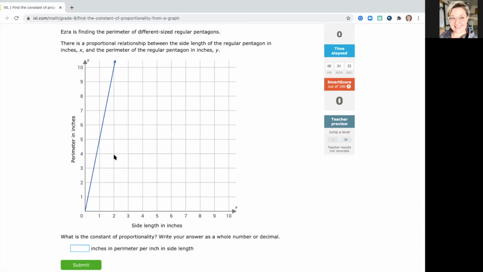So 2, it intersects at 10. Yep, so it goes up 5 inches in perimeter for every inch on the sides. So the easiest way to do it is go to 1 and go on up to the first point that it intersects, and it's going to be 5 inches in perimeter per inch in side length.